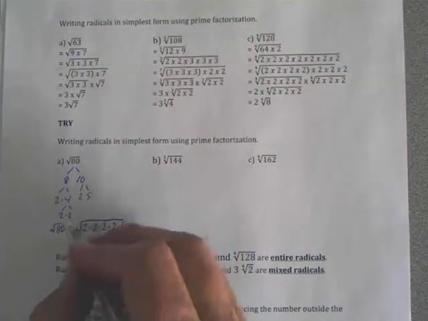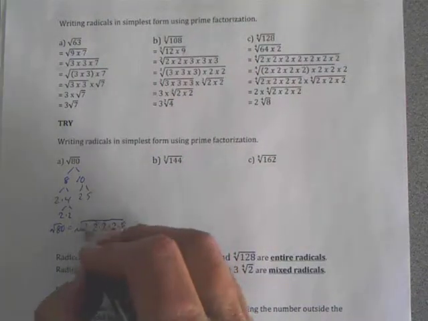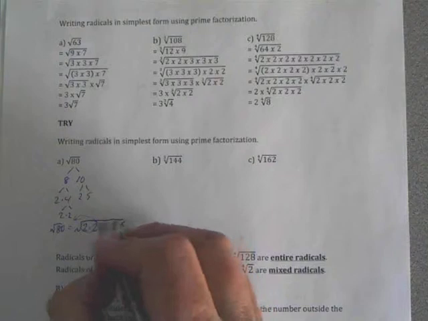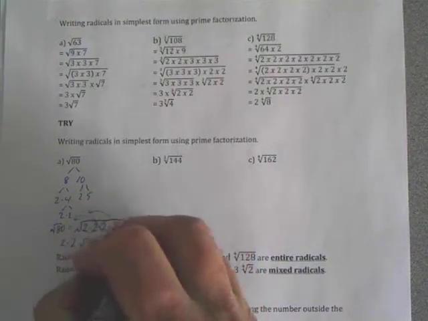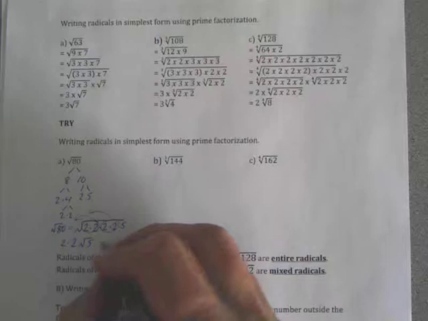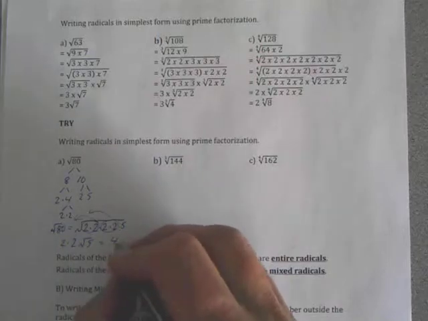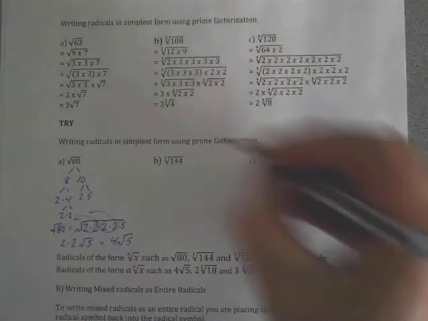Now, if I want to take it one step further, because there's a 2 there, I'm going to take out a group of 2, so I throw that out. I take out another group of 2, throw it out, and now I've got 2 times 2 square root 5, because there's only one 5, which is equal to 4 square root 5.